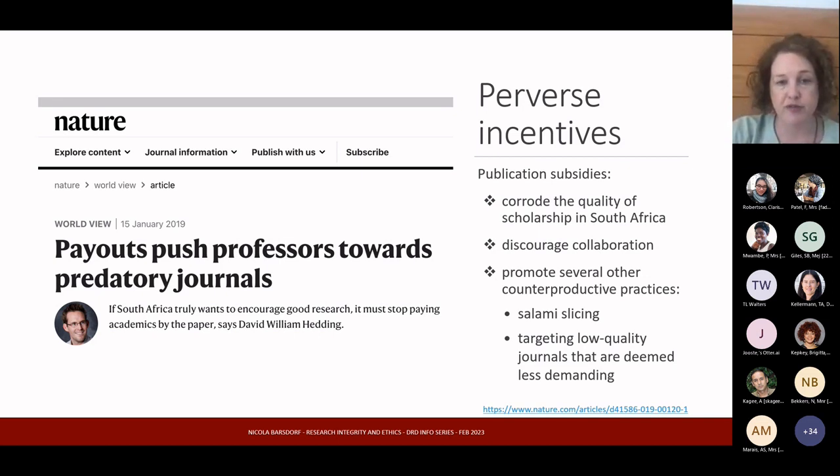Obviously, this is a highly controversial issue because we're all very used to operating in this incentivized environment. But the publication argues that these subsidies corrode the quality of scholarship in South Africa, that they discourage collaboration, and that they promote several other counterproductive practices like salami slicing or targeting low-quality journals that are deemed less demanding.